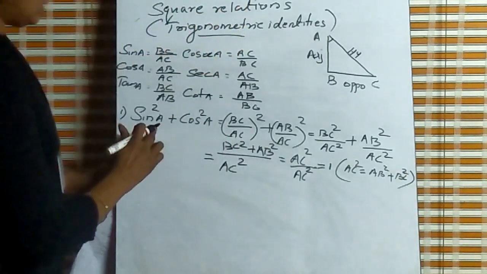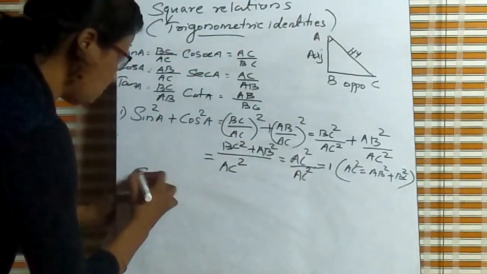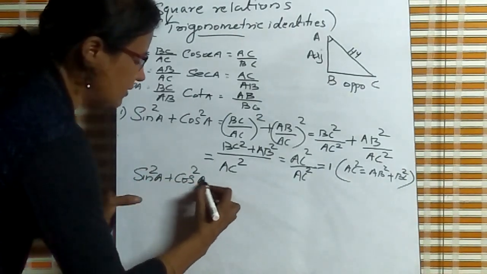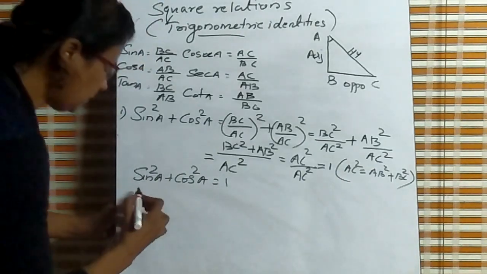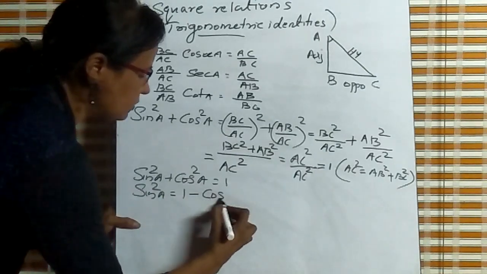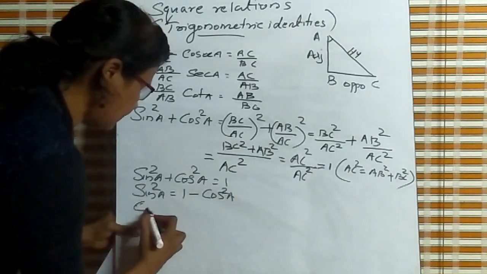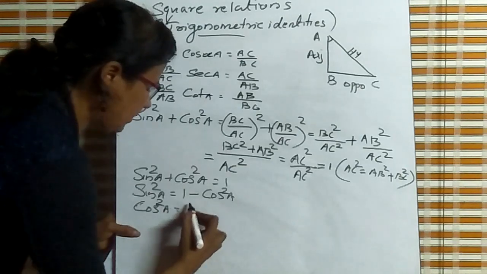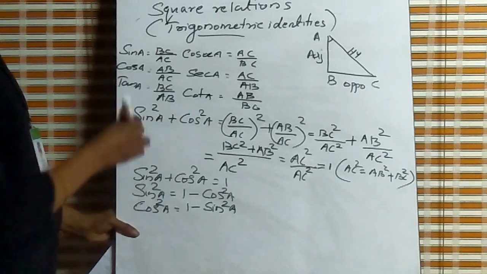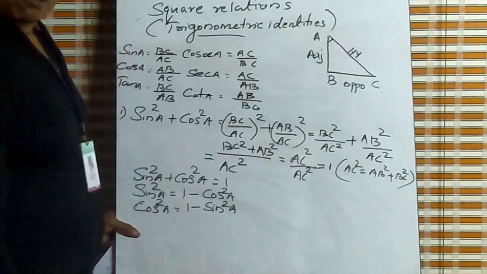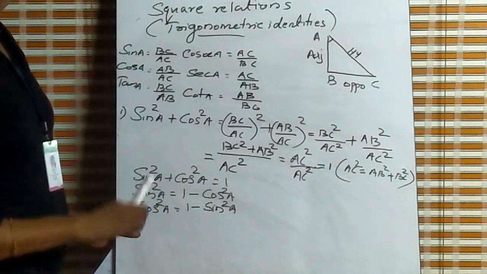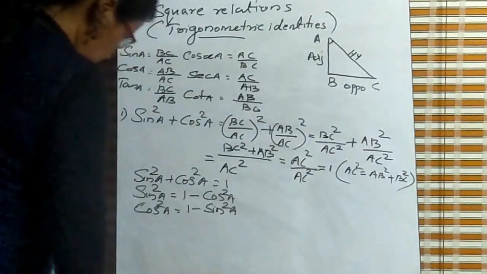So what is the relation? Sin square A plus cos square A is equal to 1. Therefore, sin square A plus cos square A is equal to 1. From this, what is sin square A? Sin square A is equal to 1 minus cos square A, and cos square A is equal to 1 minus sin square A. So our first identity is sin square A plus cos square A is equal to 1. From that, we can find sin square A is equal to 1 minus cos square A and cos square A is equal to 1 minus sin square A.